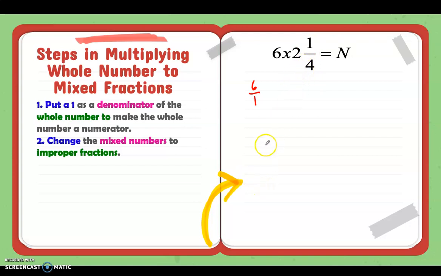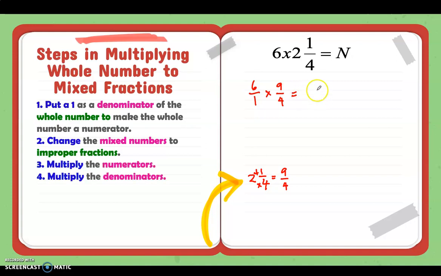So again, 2 and 1/4. What are we going to do? We just have to multiply the denominator and the whole number, which is 4 times 2 is 8. Then add it to the numerator, which makes 9. Then copy the denominator, which is 4. Therefore, 2 and 1/4 is equal to 9 over 4 for the improper fraction. Then simply multiply the numerators and then the denominators, 54 and then 4.